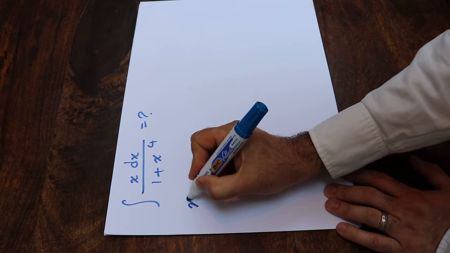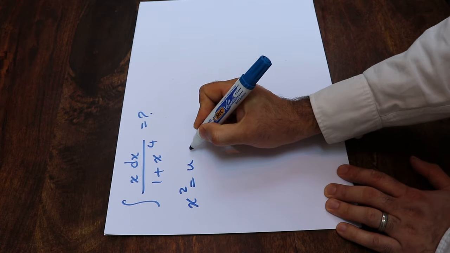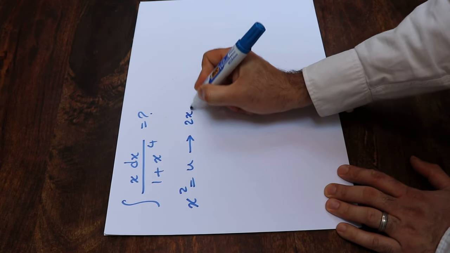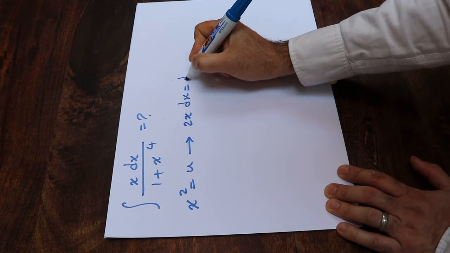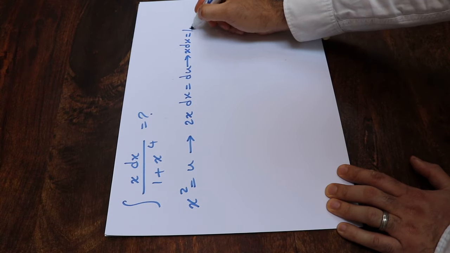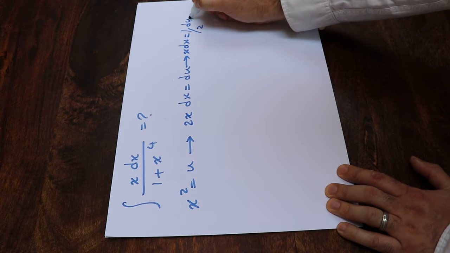So if you define x^2 as u, and if you take the derivative of each side of this equation, you will get 2x dx equal to du. In other words, x dx will be equal to 1 divided by 2 times du.